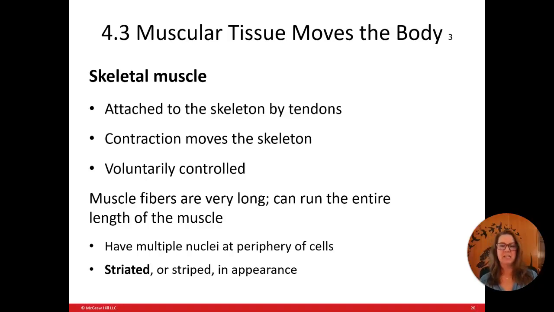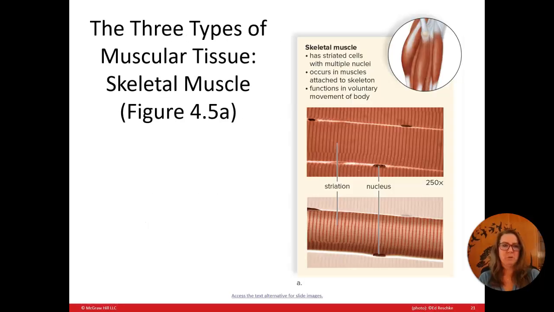The really cool thing about skeletal muscle is that you can voluntarily control it. So I can choose to use my fingers when I'm talking or lecturing. I can choose to go to the gym and work out my biceps, my triceps, my lats, whatever. So these are voluntarily controlled. Muscle fibers can be very long and can actually run the entire length of the muscle. When we look at muscle tissue underneath a microscope, it's going to have this striped appearance, which tells us a lot about it, and I can tell you more in just a moment.